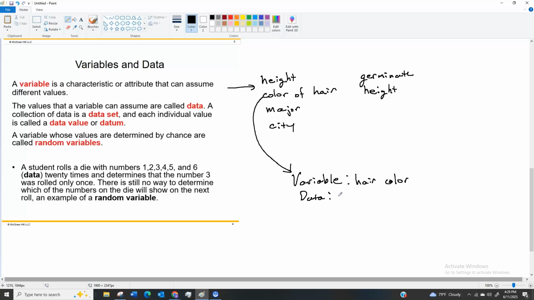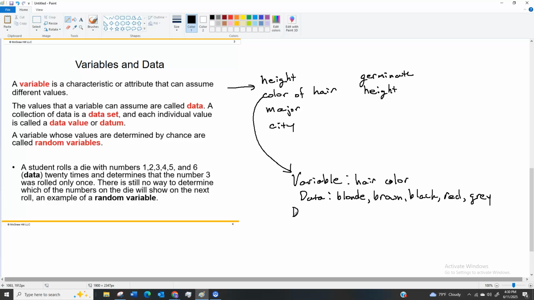And so, for data, you could have that they are blonde. You could have that they have brown hair. You could say they have black hair, red hair, gray hair. Those are the common hair colors. So that's the data. The data is the values that a variable can assume. So the things that you could select for a person. So you look at a person, you say, I'm going to write down data for that. I'm going to write down the information for that person, and you select from these 5 data options. And then a collection of data is a data set.